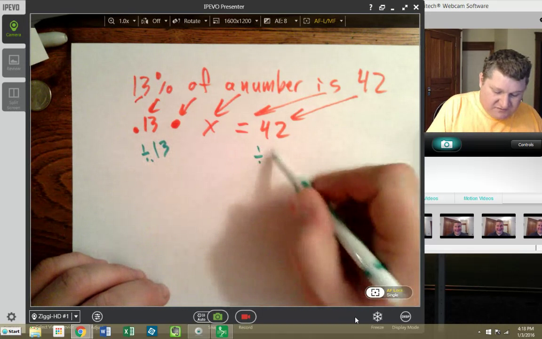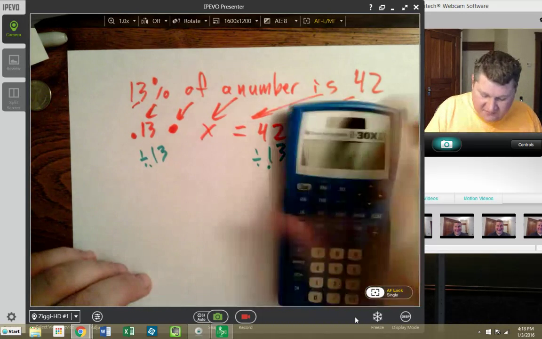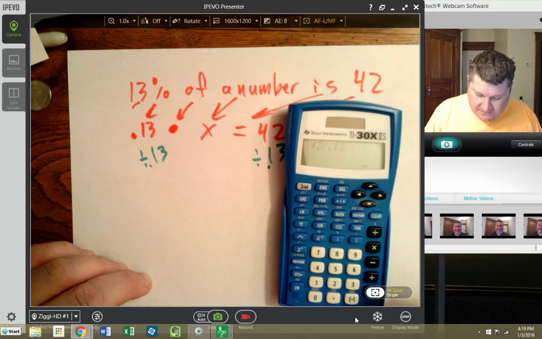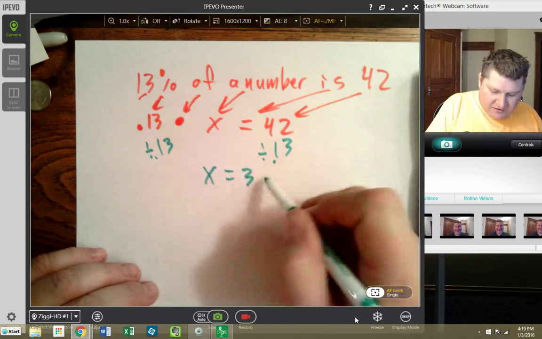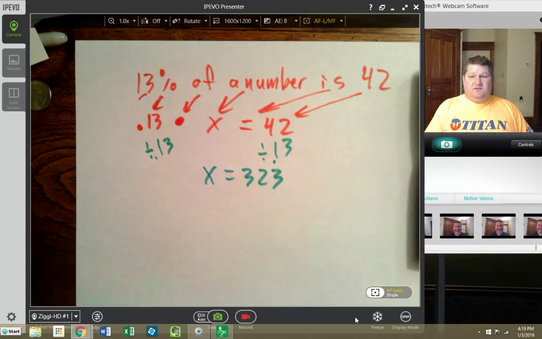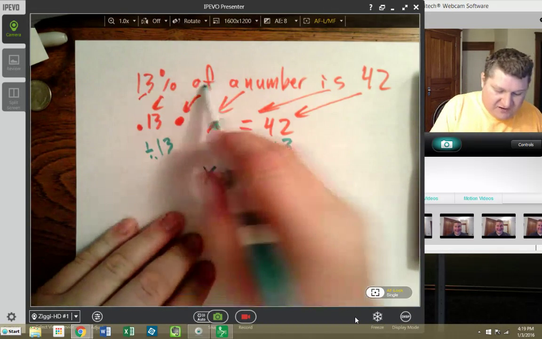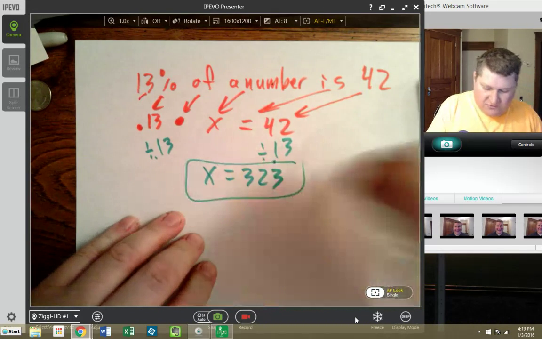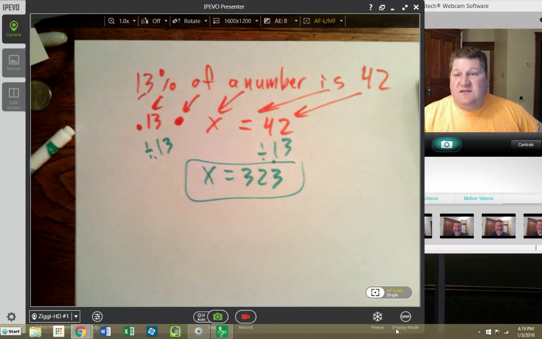But if I do it to one side, I must do it to the other. So I divide both sides by 0.13. Don't forget that decimal. 42 divided by 0.13. Answer is 323. x equals 323. And it makes sense because if 13% of some number is 42, that number has to be fairly big, also known as 323. Okay, see what you guys can do with that.